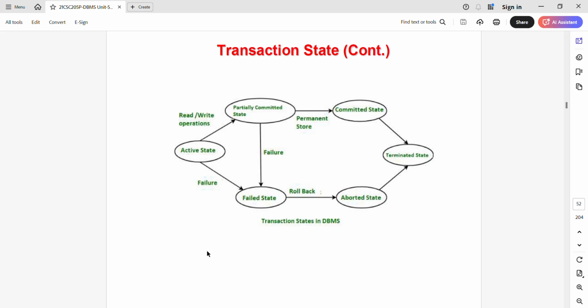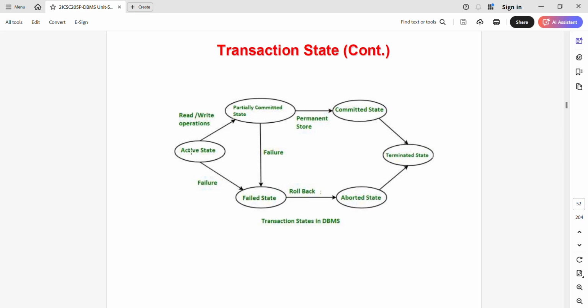This is a diagram. Initially we are in the active state. When we perform read or write operations, it will go to the partially committed state. Once we complete the execution, the system will go into the committed state. That is permanent storage. If we are committing the transaction, it will go into the committed state. Once a transaction is committed, we can terminate the transaction.